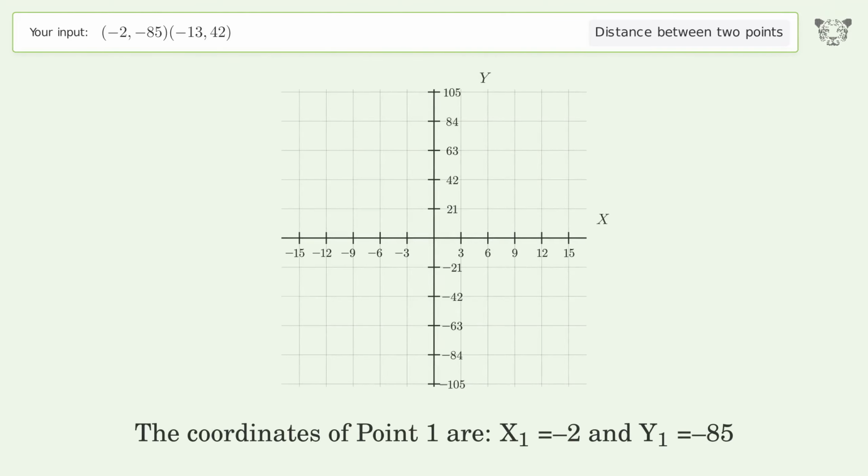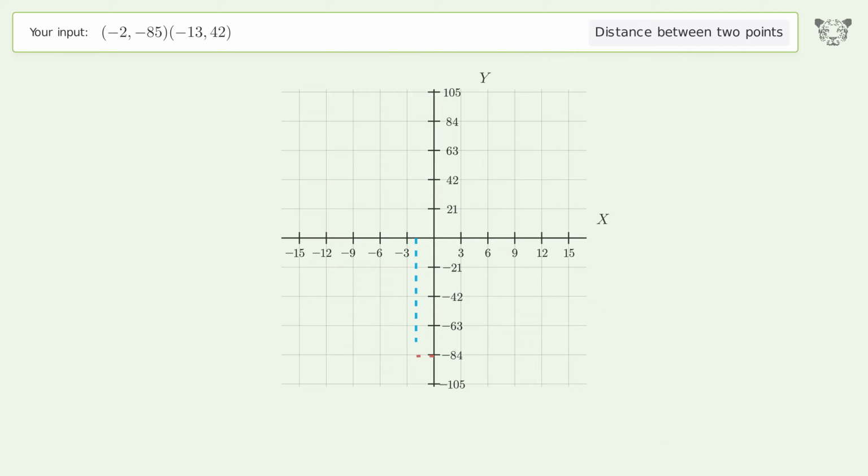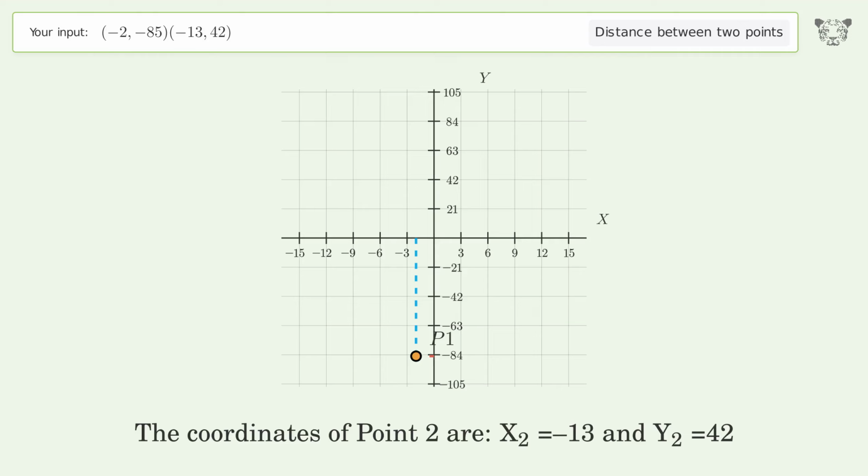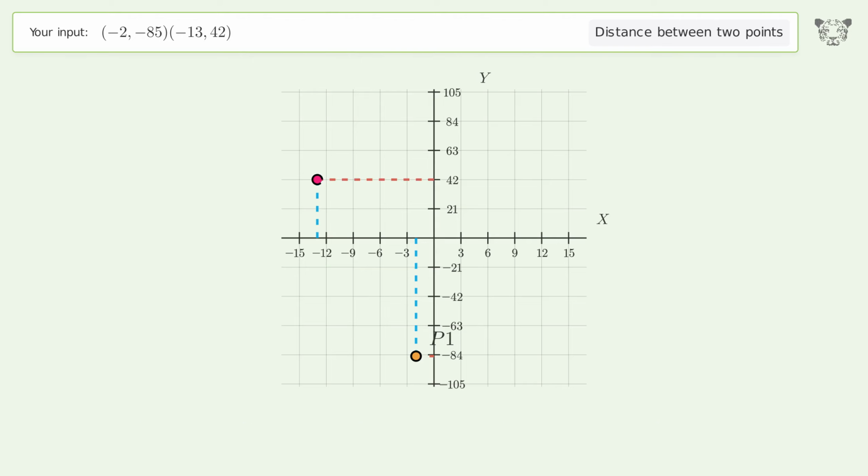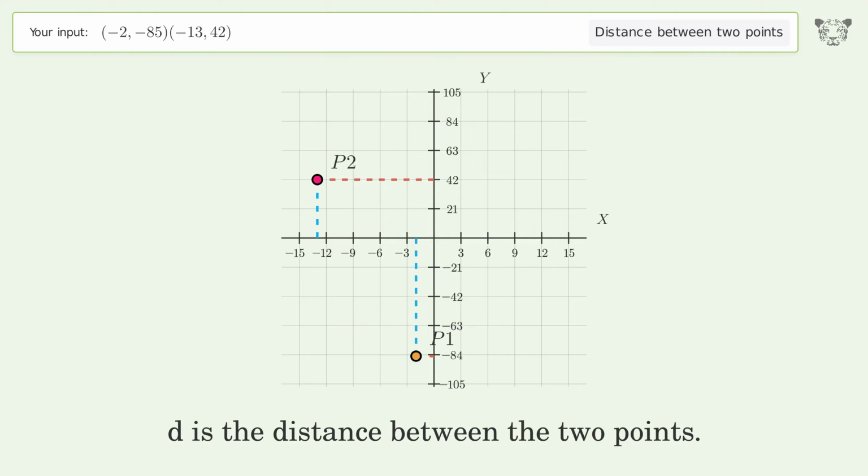The coordinates of point 1 are x1 equals -2 and y1 equals -85. The coordinates of point 2 are x2 equals -13 and y2 equals 42. D is the distance between the 2 points.